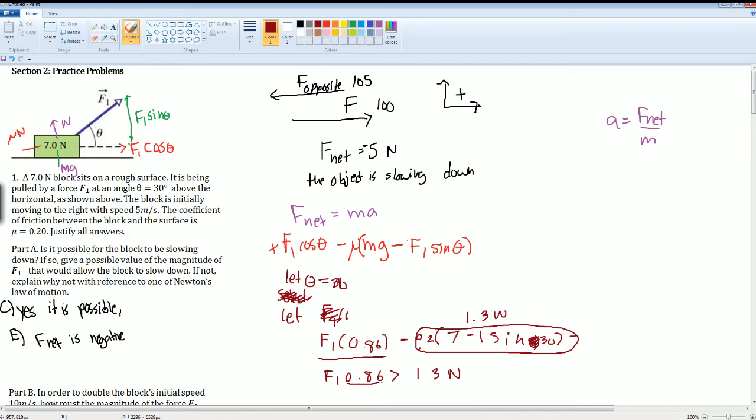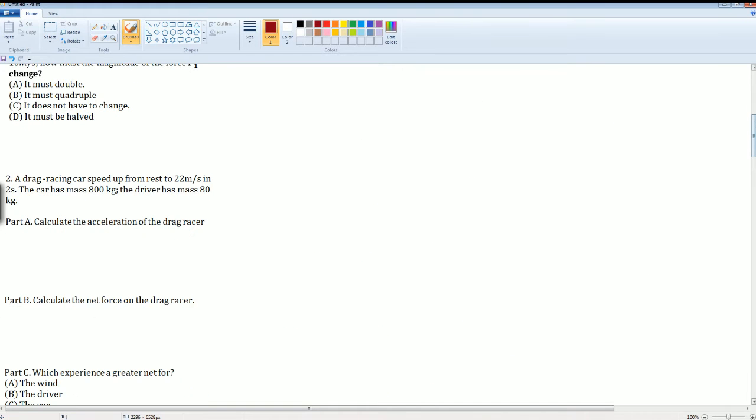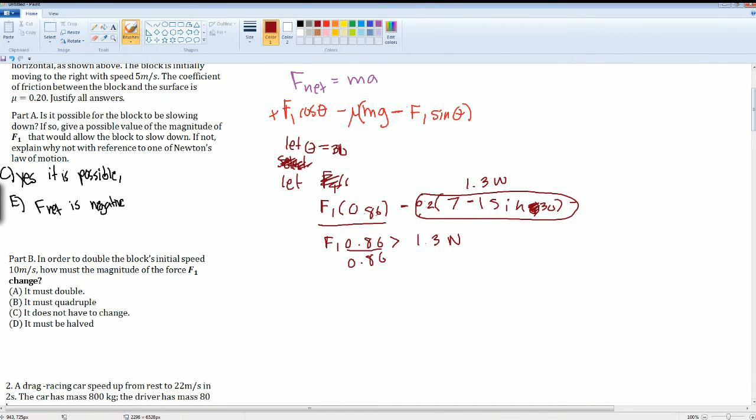Here, you could just divide this over if you want. Okay, so F1 has to be greater than 1.3 divided by 0.86. So you want to have a force applied greater than 1.11 newtons. Let me just round this.